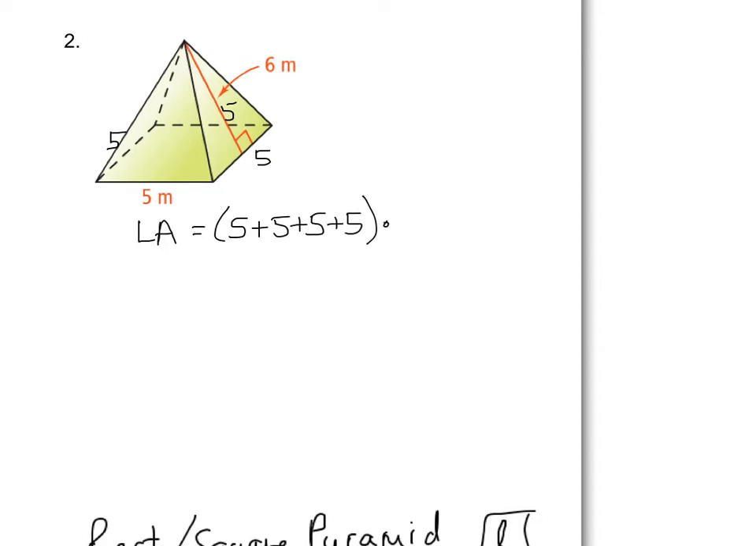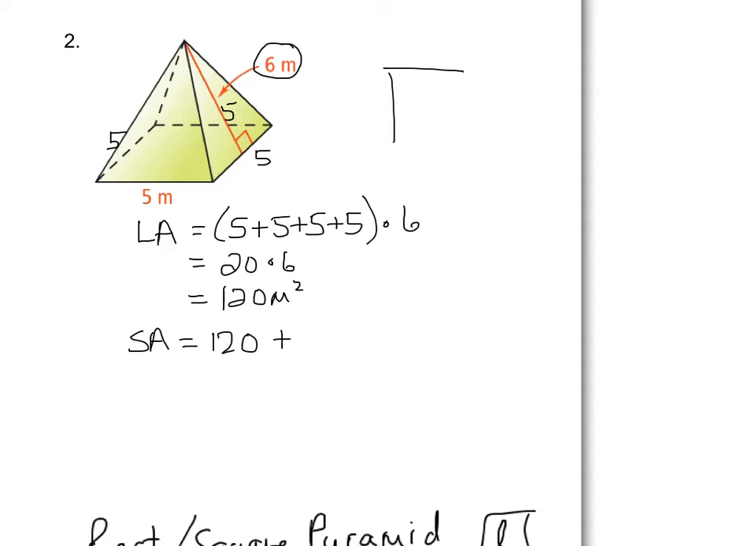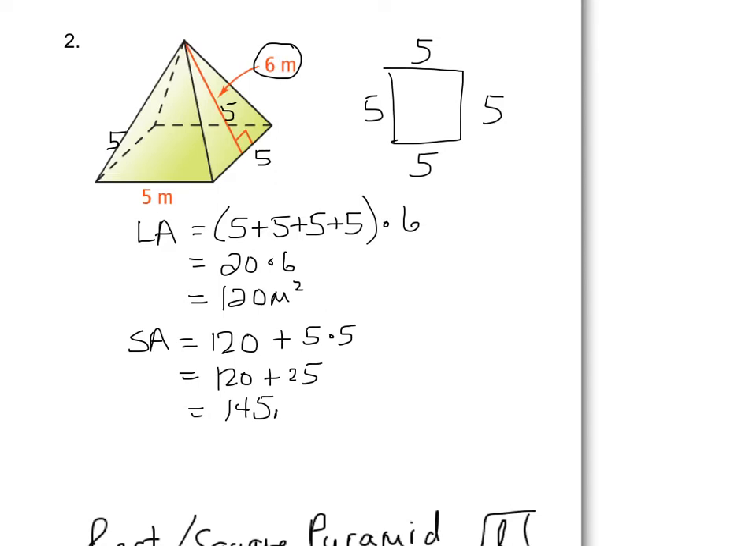Now, it's not always going to be a square, so they could be different numbers. Then we're going to take that times the slant height. The slant height is right here, which is the 6 meters. So, essentially, this is 20 times 6, which is 120 meters squared for the lateral area. Now, the surface area is the lateral area plus the base; in this case, I've got a 5 by 5 square as my base shape. So I'm going to take the base, which is 5, times the height, which is 5. So essentially, this is 120 plus 25, which is 145 meters squared.